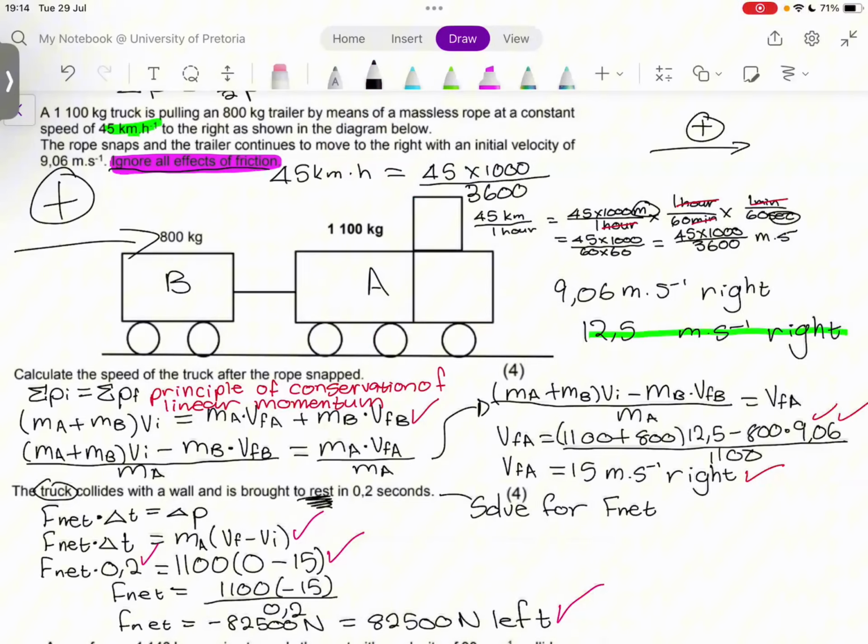If there aren't any questions in chat and everybody is able to see how we arrived at this answer, let's continue on. Somebody asked, why do we use 0 as the initial? 0 is our final because we are told that the truck collides with the wall and is brought to rest. So the 0 would be our final velocity. We're taking that as our final. Cool.